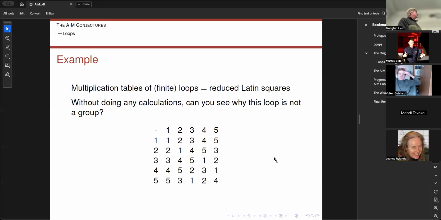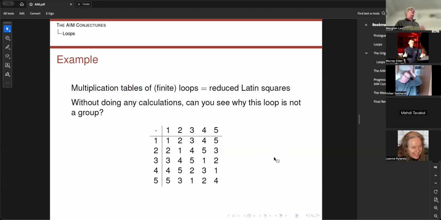Okay, now I claim that this is a non-associative loop, this particular one. Can you see why without even doing any calculations? Why, yes, James. Yeah, it has a substructure of order 2 in the upper left corner, but it has order 5. So that means that this particular structure violates Lagrange's theorem, so it cannot possibly be associative. Okay.